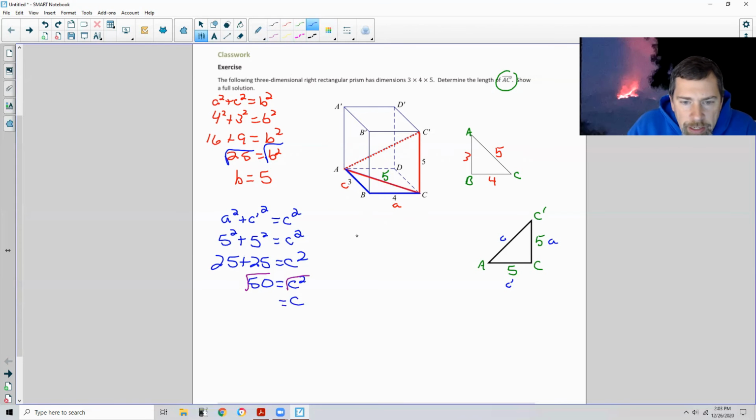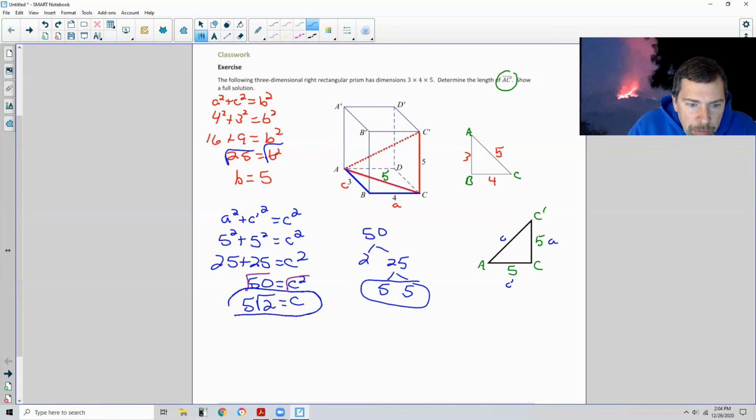If I take the square root of both sides, I will end up with C equals the square root of 50. Okay, I can simplify that with a factor tree. It'd be 2 times 25 and 5 times 5. There's my pair of 5s. And the leftover stays under the radical. So the answer to my problem is C equals 5 root 2, but it's called AC prime equals 5 square root 2. So this is the answer.